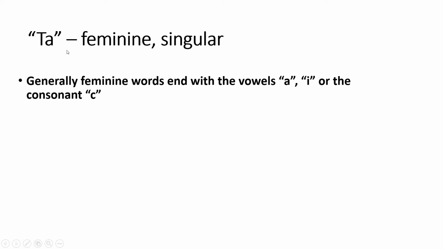Ta. Ta is used for feminine words. How do you know if a word is feminine or not? Feminine words usually end with a vowel, a. Vowels are the endings that have sounds like a, i, and so on. So a is usually the ending for feminine words, like kobieta, szklanka, and many other things that end with a.